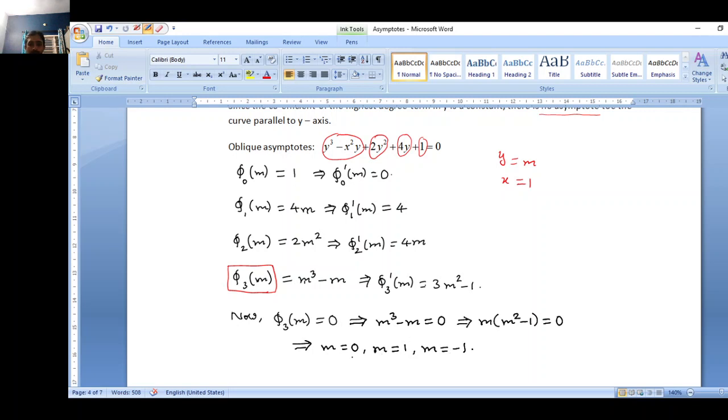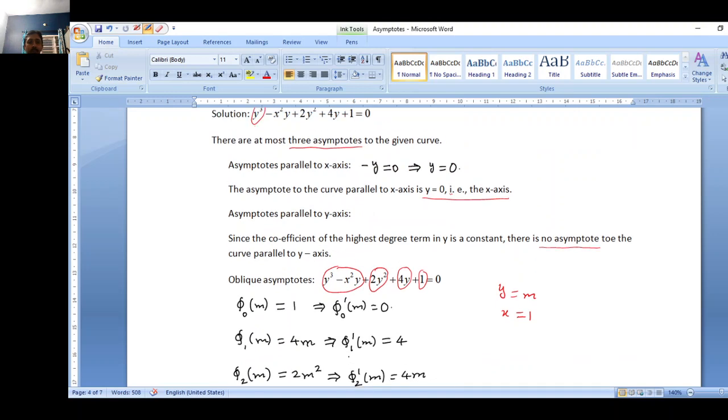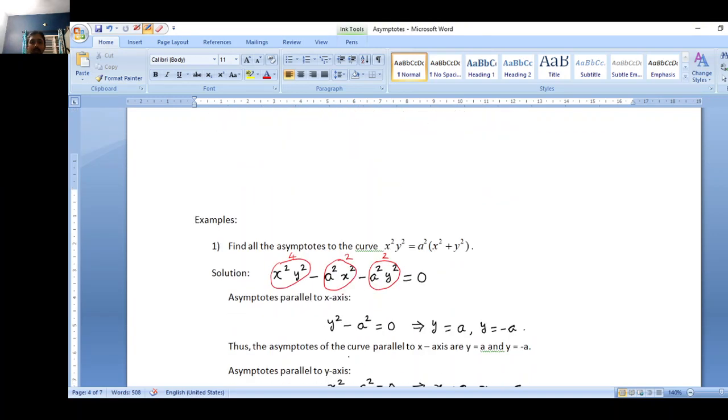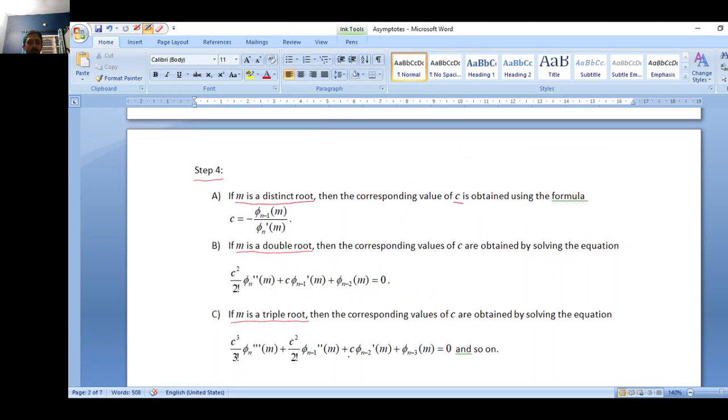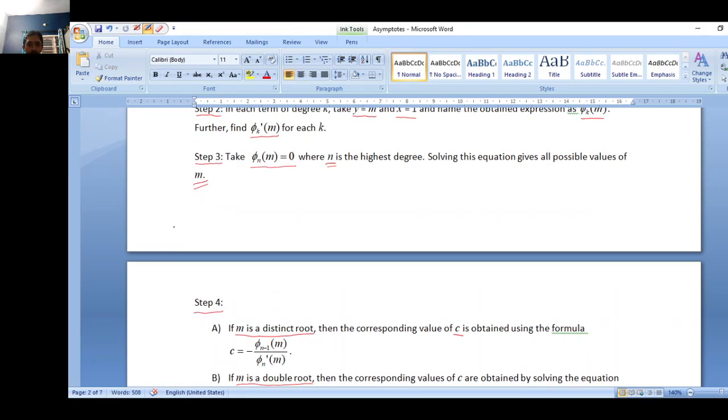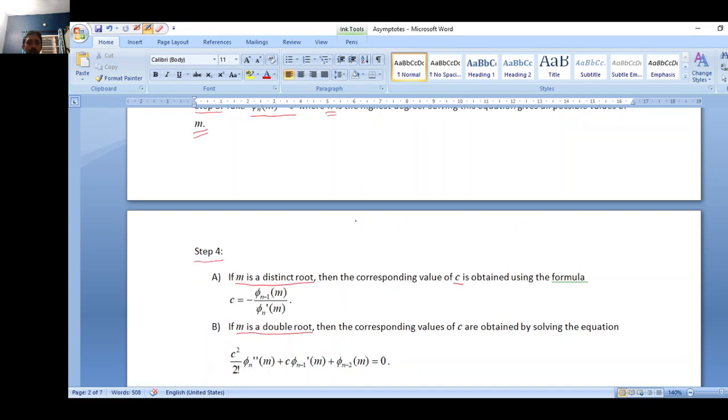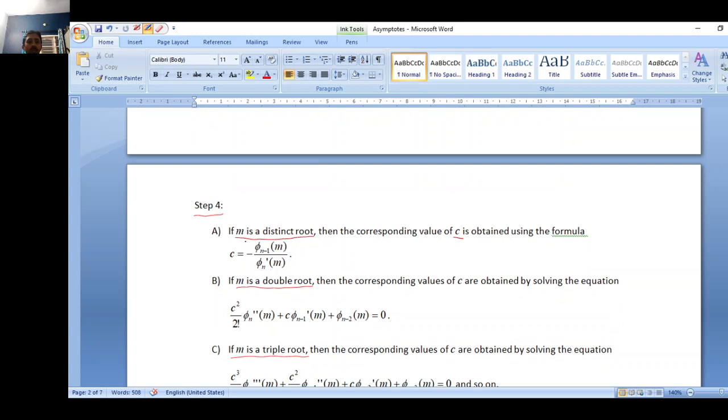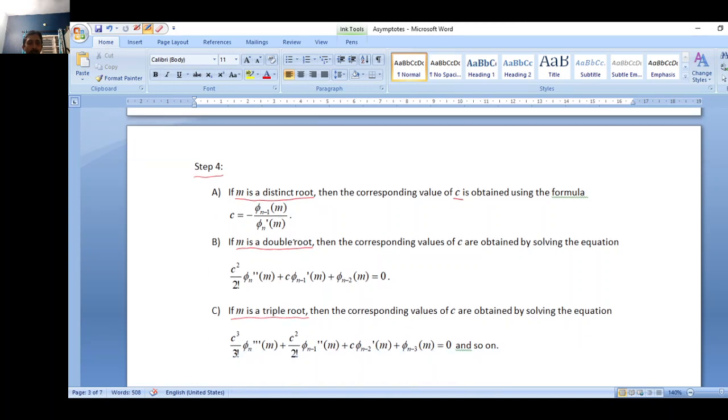Okay, so as I said, because this is a cubic equation, there are going to be 3 roots, and because we are going to get 3 roots, we have got 3 values of m, and based on each of these values of m, we are supposed to find the corresponding values of c, so that we get oblique asymptotes. Now how do we find c? We find c based on the next step. Okay, so we have completed step 3 by solving phi n of m equal to 0. Now we go for step 4. Step 4 says if m is a distinct root, then use this formula to find c. If m is a double root, use this formula, and if m is a triple root, use this formula, and so on.